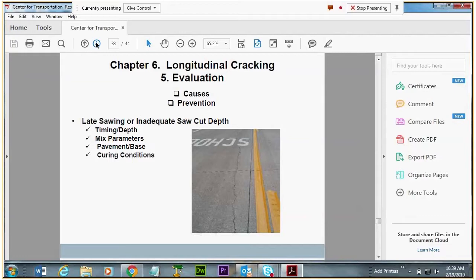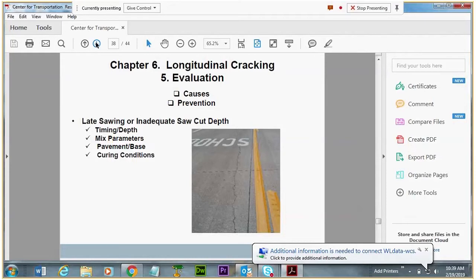This is late sawing or inadequate saw depths. It has to do with the mix, the timing, the mix parameters, the pavement and base, and the curing conditions. Primarily, it's just plain missing the depth and the sawing time window. Next slide.